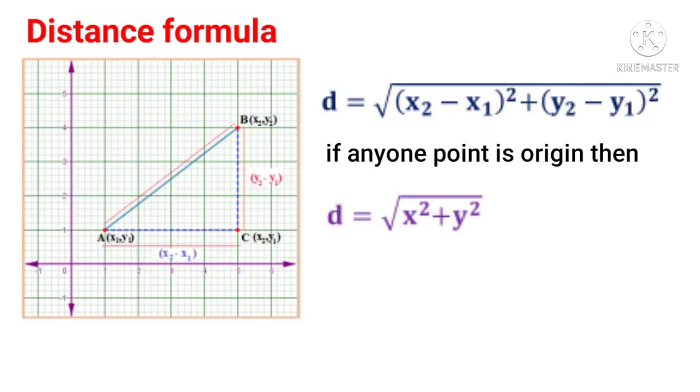Let us consider the 2 points A x1, y1 and B x2, y2. Now, the distance between these 2 points is given by the formula: distance d is equal to square root of x2 minus x1 whole square plus y2 minus y1 whole square. If either of A and B is the origin, that is 0, 0, then d can be written as square root of x square plus y square.